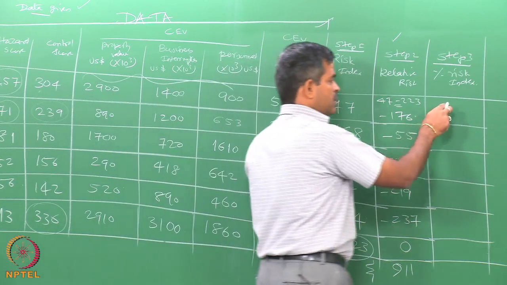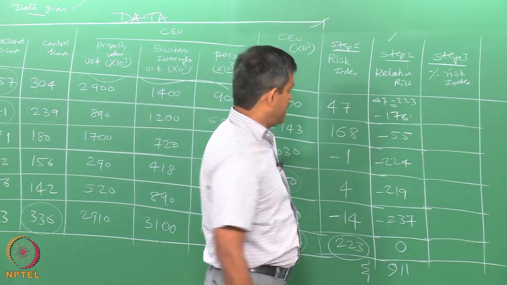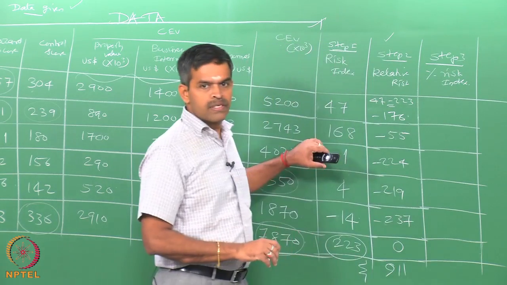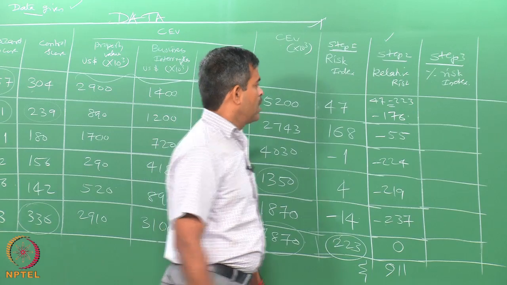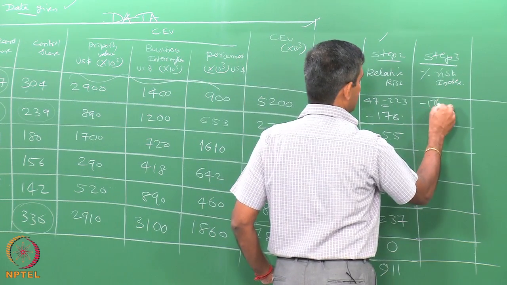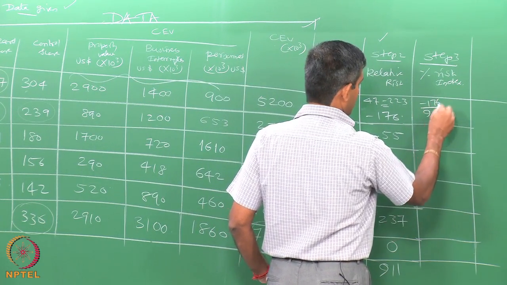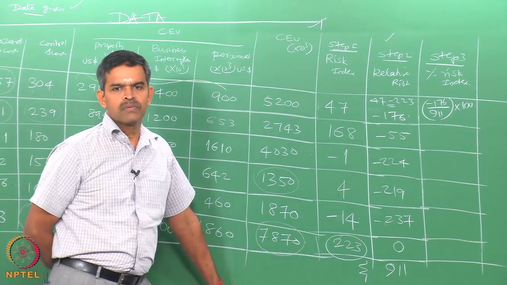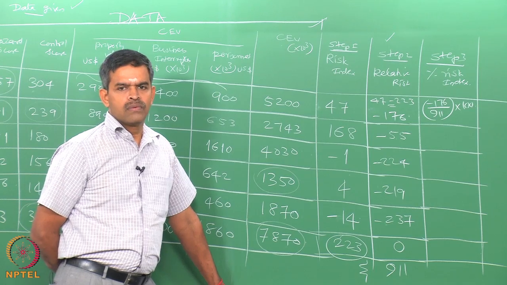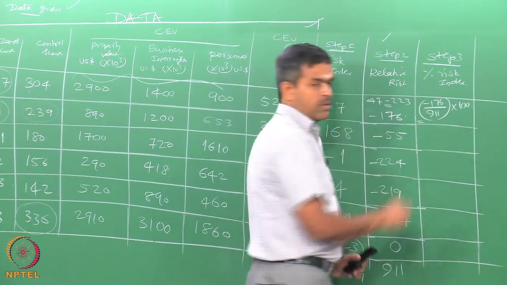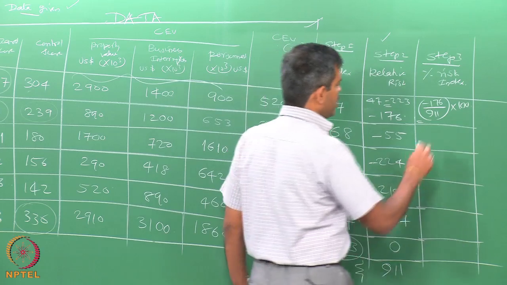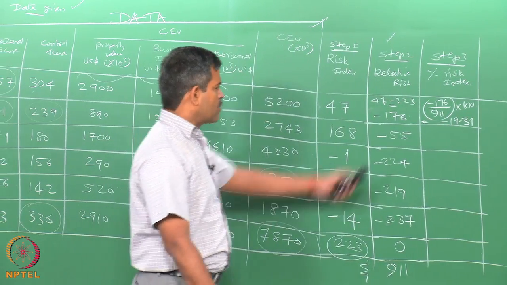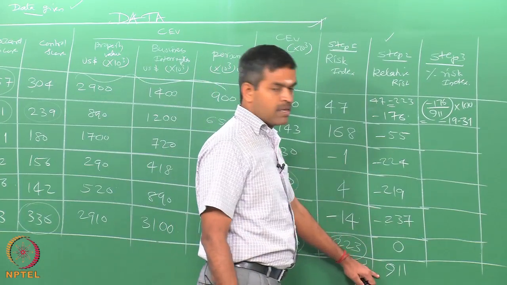I want to compute the percentage risk index of this department. This can be easily said as the risk index of the department, which is the relative risk index of minus 176 by 911 into 100. So, it is going to be, let us see, minus 19.31. Similarly, you can calculate for all the departments. It is going to be minus 55 by 911 into 100.